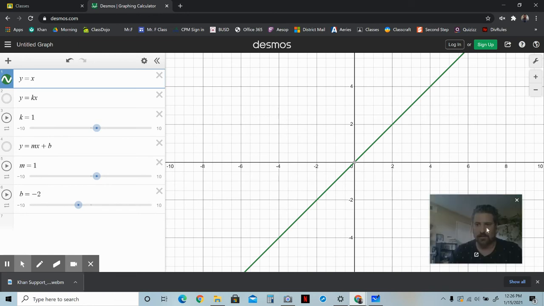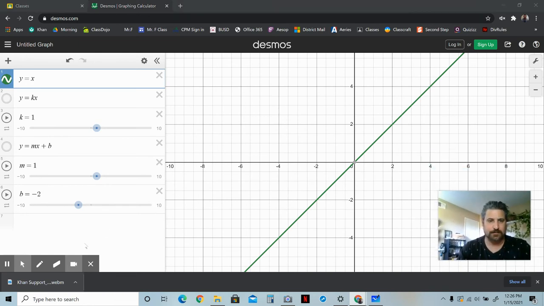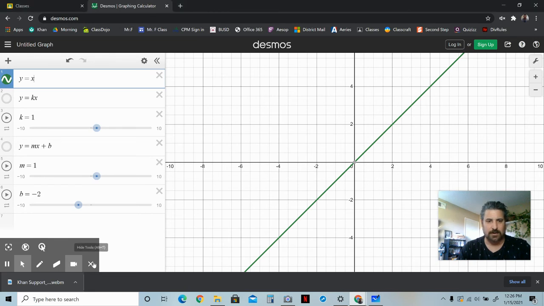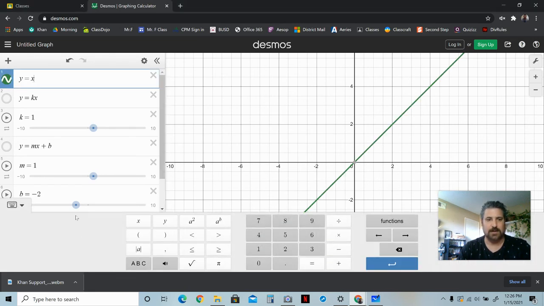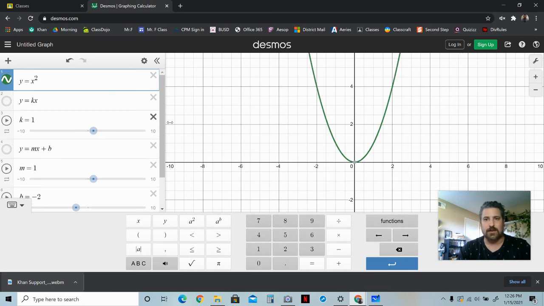doing the keyboard, if I can find it. Where's the keyboard button here? I don't know where the keyboard is. Let's see if I can find it. Let me close this out. There it is. All right, so there's the keyboard. So there's your x squared.